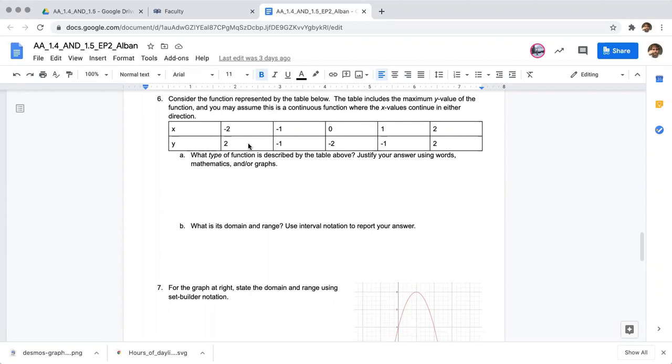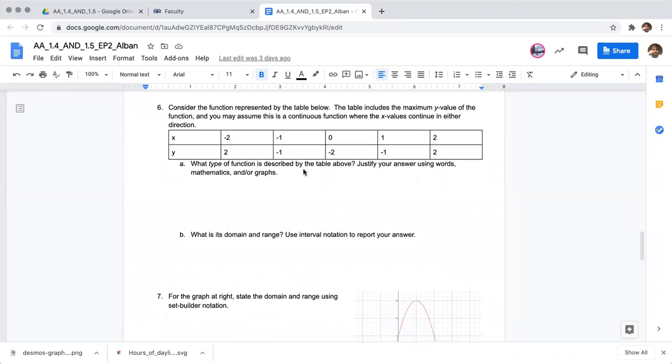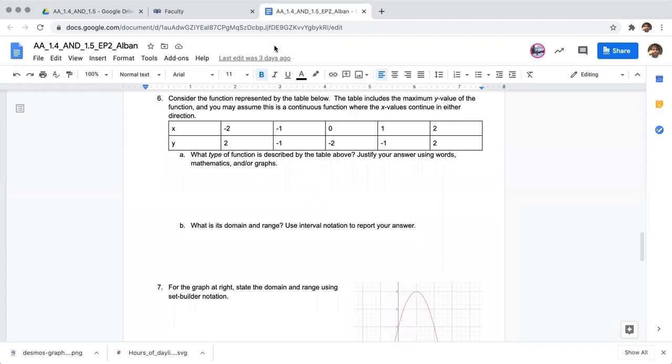Okay, interesting. I wonder if that's supposed to say minimum, but whatever. And you may assume that this is a continuous function where the x values continue in either direction. We might have a contradiction here, but we'll see. What type of function is described by the table above? Okay, well, let's see. If I graph it, that's a good way to help me figure it out. So negative 2, 2 is right there. Negative 1 is right here. Oh, I see how this is working. 0, negative 2 is down here.